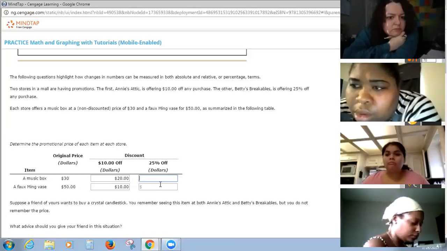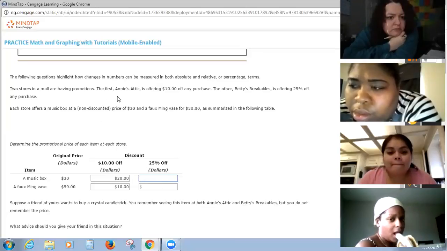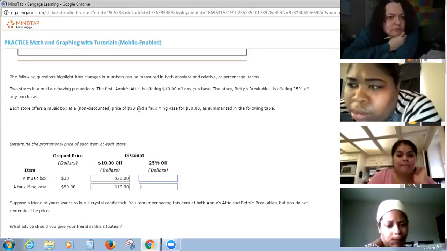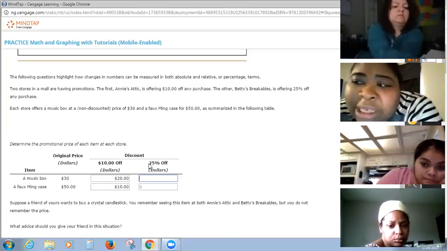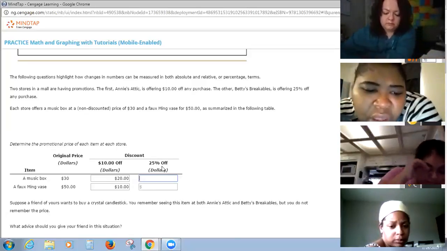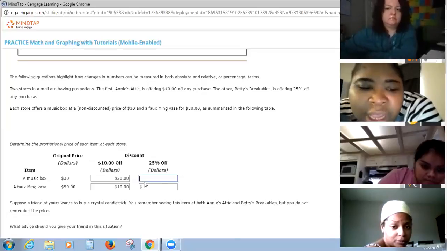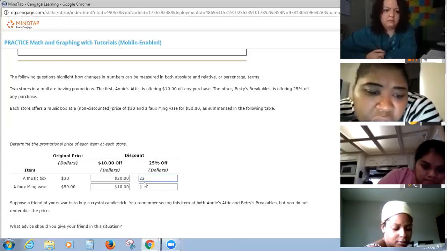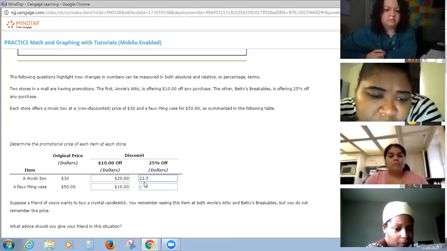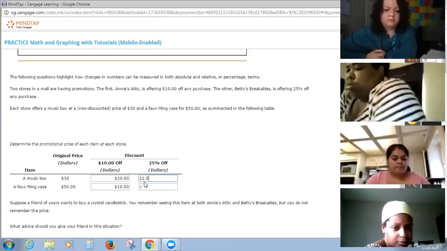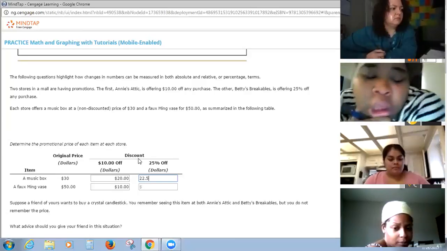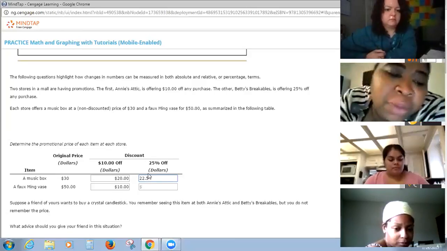All right. So here, first, each store offers a music box. Determine the promotional price. So it's not asking you what 25% of 30 is. It's asking you what's 0.75 of 30. Does that make sense? So 30 times 0.75 is going to be 22.5. If you put in just 25%, 0.25 times 30, that's $7.50, which is 25% off of 30, but it's asking you what's the price.